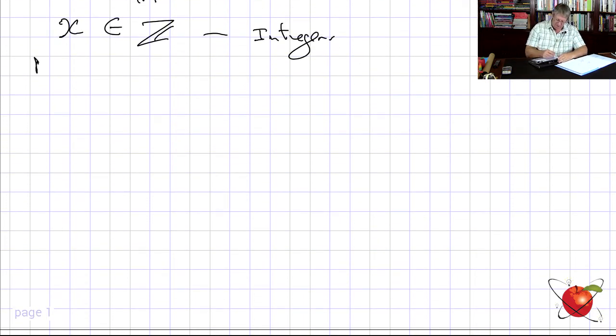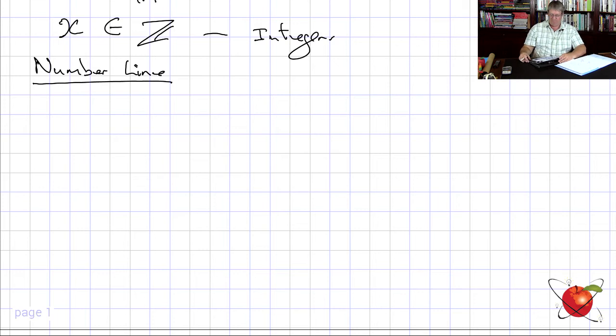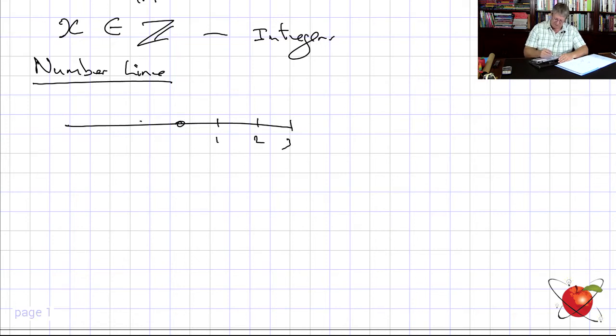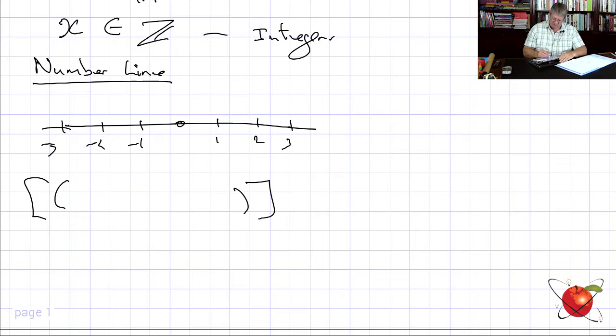They're going to ask you to portray your answer on a number line. Just to refresh our memory, a number line has 0 in the middle, 1, 2, 3, minus 1, minus 2, minus 3, etc. And do you remember how we indicated if we included a number? It was these two brackets, remember those? Or we could have greater than or equal to. That means the number's included, doesn't it? Let's just check. Included, included.